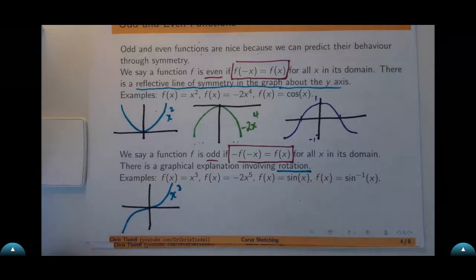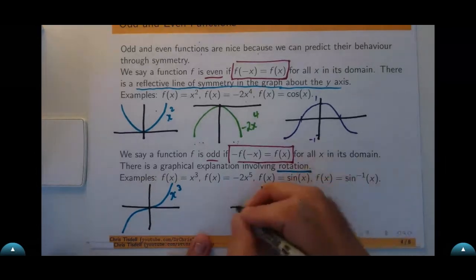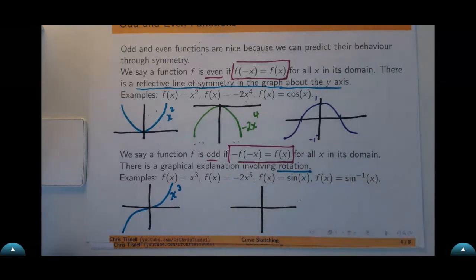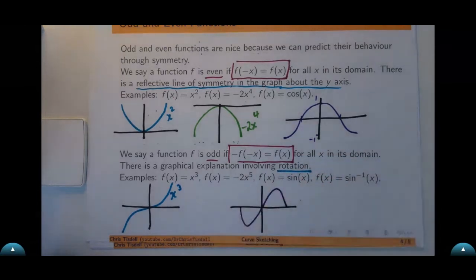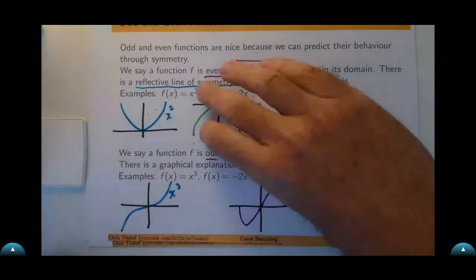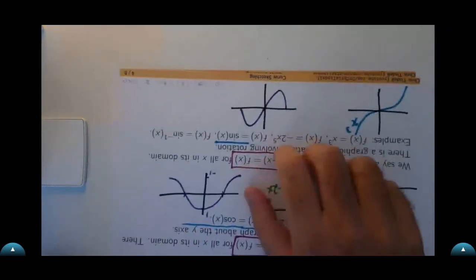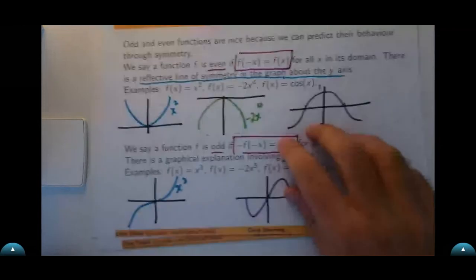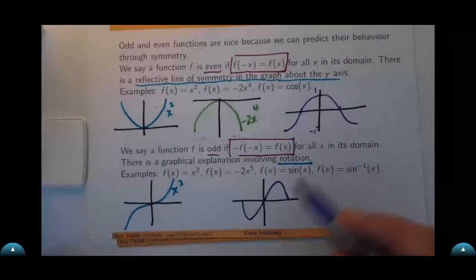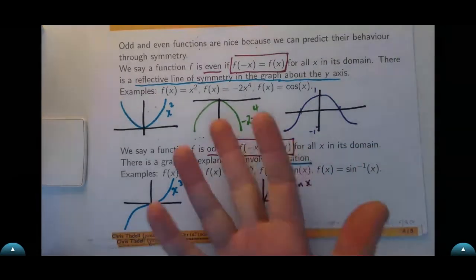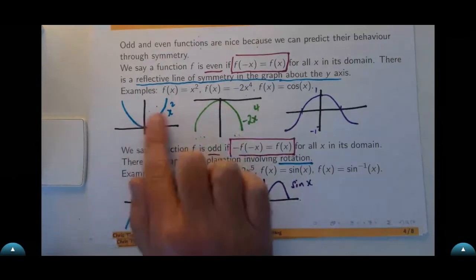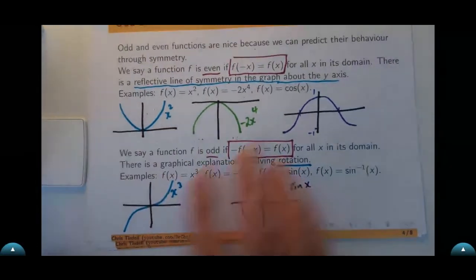Okay, so let's do another one. I'll just show you sine of x. So sine of x can look something like this. That's just part of it. Now, if I take this and rotate it 180 degrees, it's the same curve, right? So there are some basic examples where you're drawing curves, you can reflect them or rotate them.